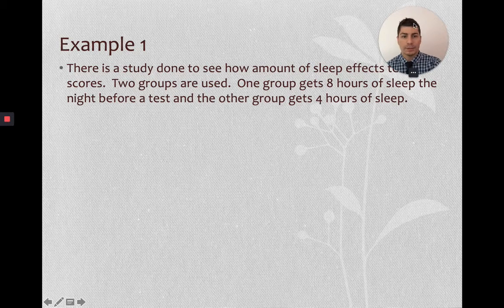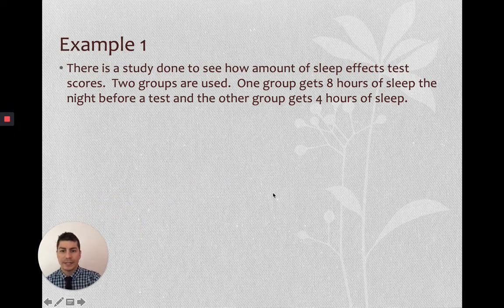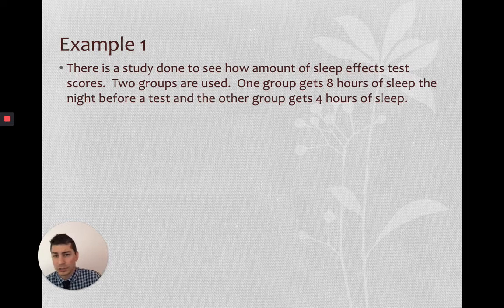A few more examples, guys. There was a study done to see how amount of sleep affects test scores. We got two groups. One group gets 8 hours of sleep a night before a test, and the other group only gets 4 hours of sleep. So we have these two groups. One group is getting 8 hours of sleep. The other group is only getting 4 hours of sleep. Then they take a test.